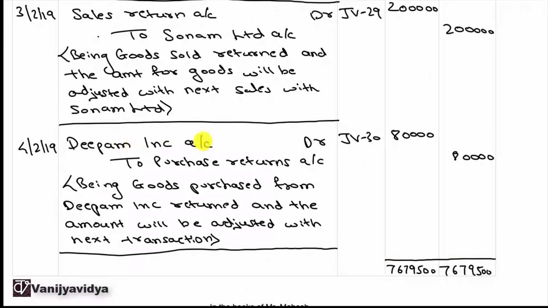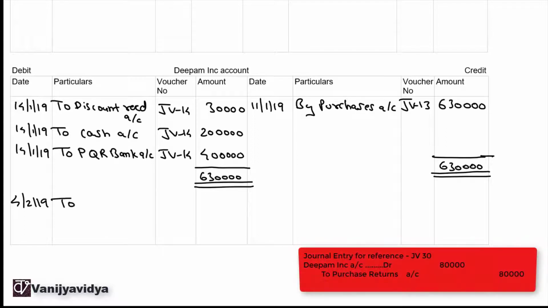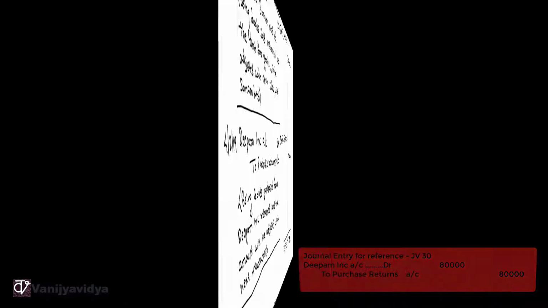4th Jan 2019 Deepam Inc. account debit 80,000 to purchase return account 80,000 JV 30. So one impact will be on the debit side of Deepam Inc. account and one more impact will be on the credit side of purchase return account. Let's post this entry. On debit side of Deepam Inc. account 4th Feb 2019 to purchase return account JV 30 80,000. On the credit side of purchase return account 4th Jan 2019 by Deepam Inc. account JV 30 80,000.